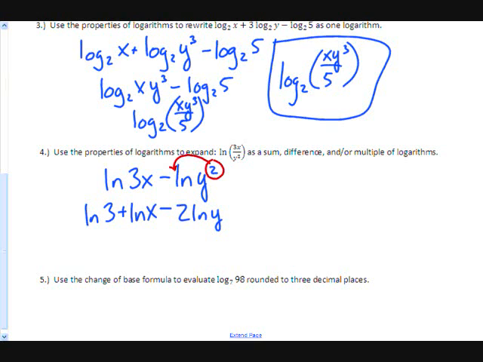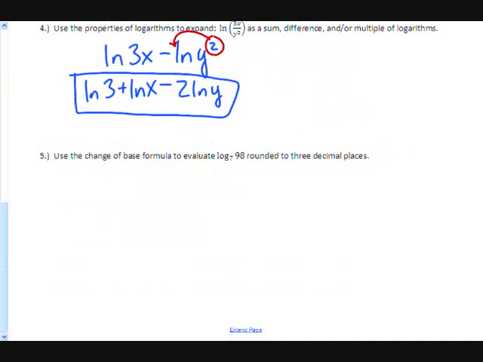And that's it. That's all I can do. That is expanded as far as it can be expanded. So that's my final answer. Okay, that's it. All right, so using our properties of logarithms in two different ways, using it to condense and using it to expand. The next one is super simple.